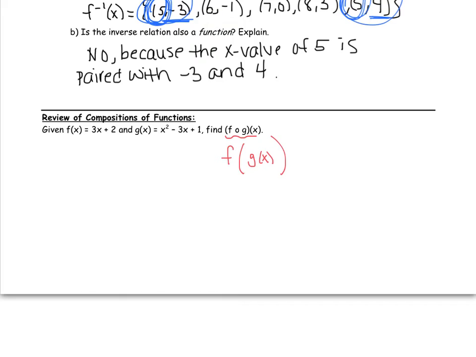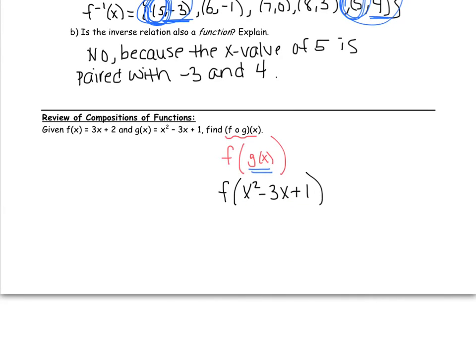It helps if you exaggerate these parentheses a little bit, because you want to put this g of x function here into f. So what is g of x equal to? G of x equals this. So I'm going to replace g of x with what it is equal to. So all I did was say, okay, g of x equals this. So now I want to find f of this. So everywhere I see an x, I'm going to put this instead.